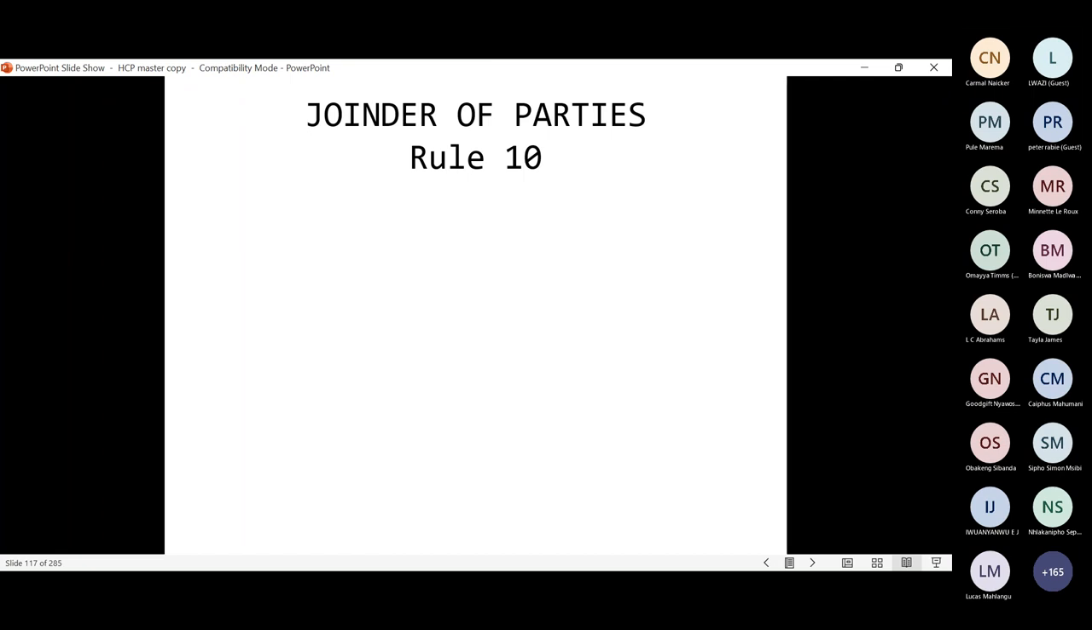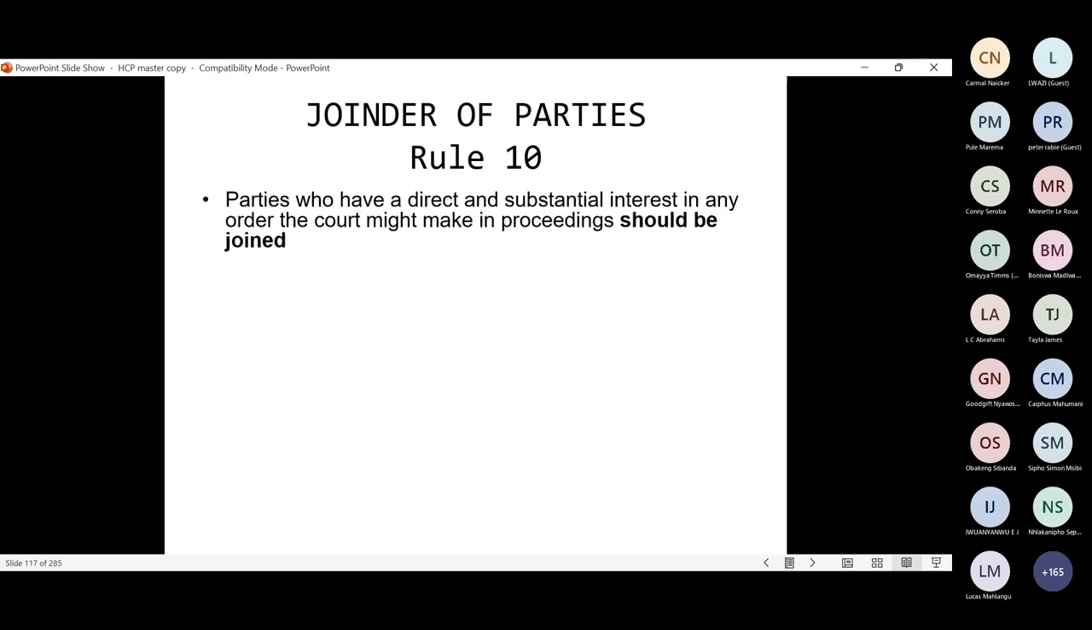Right. Then joinder of parties. You can have more than one plaintiff or more than one defendant. Parties who have a direct and substantial interest in any order the court might make in proceedings should be joined. This means that if you are going to bring an application or an action, and we are busy with actions now, but this applies to applications as well where there's more than one party. If a party's rights are going to be affected, you're going to approach the court and you're going to ask the court to give relief. And the relief that you're asking of the court may affect other people's rights as well. Remember the audi alteram partem? That person must be afforded an opportunity to come to court to say why his or her rights should not be affected. So that party should be joined.